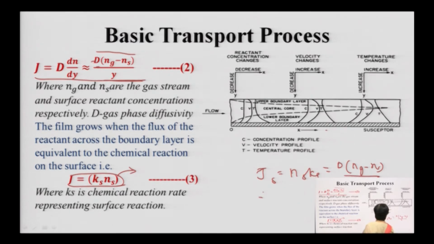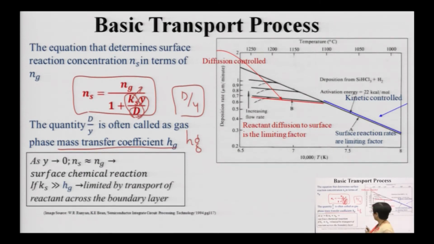If I equate them, I will get Ns. Ns will come to this side, so this will become dNg minus dNs, which is y times Ns into Ks. Now if I substitute, this will give me Ns, and this will give me Ng divided by 1 plus K times dy, the same thing we have. So this is the simple equation we are going to get over here.